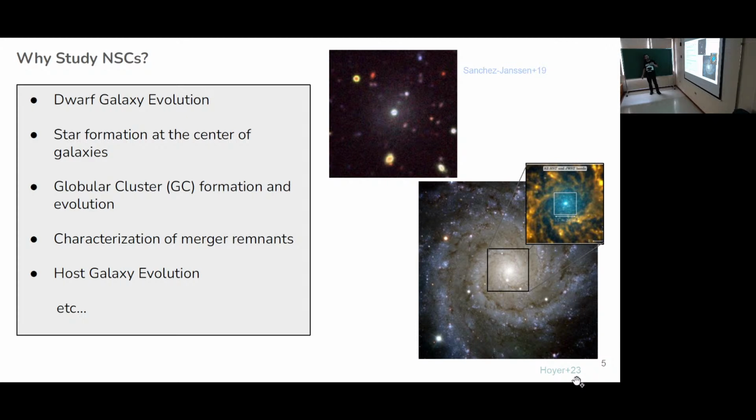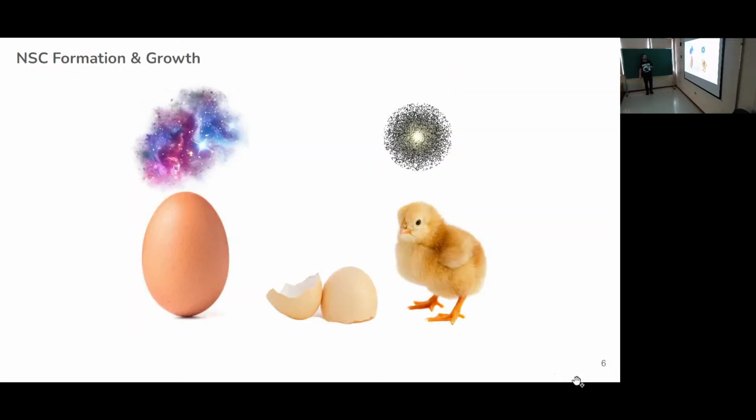Also, as you'll see shortly, the evolution of nuclear star clusters is very tightly correlated to the evolution of globular clusters. As I just said, globular clusters can be used to understand the properties of nuclear star clusters. We can find evidence of merger remnants, such as Omega Cen and 47 Tucanae. And of course, we can know more about the host galaxy evolution by studying nuclear star clusters, and so on.